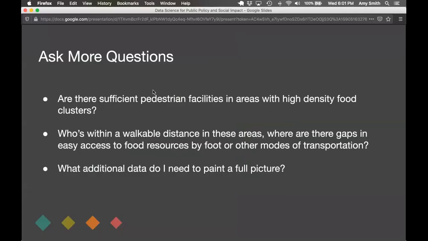So this could be a much, much more in-depth analysis. So for now, I'll leave you with some more questions that could be addressed with this data set. For instance, are there sufficient pedestrian facilities in the area with high density food clusters? And this is interesting because especially thinking about, post-COVID, as cities begin to open up, a lot of cities are thinking and even actively experimenting with closing their streets so that it's easier for people to walk and bike around.